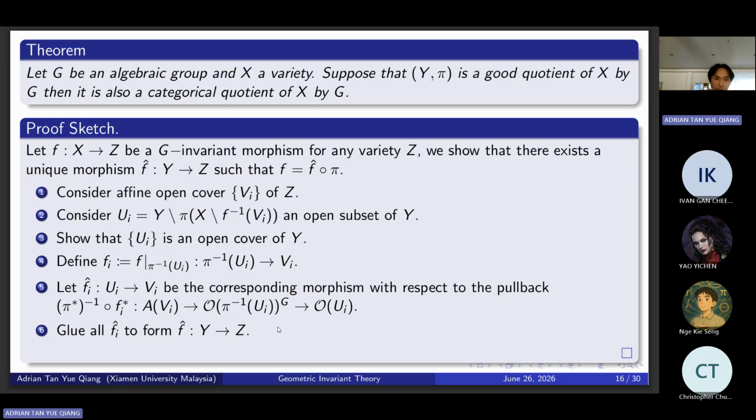Consider the pullback. We see that it goes from A(V_i) to this and to that, and therefore, because V_i is affine, it corresponds to another morphism, which is F_i. Oh, I'm not wrong. So just now I was wrong, this is not a typo. And then we glue them again, and we can form our unique morphism.